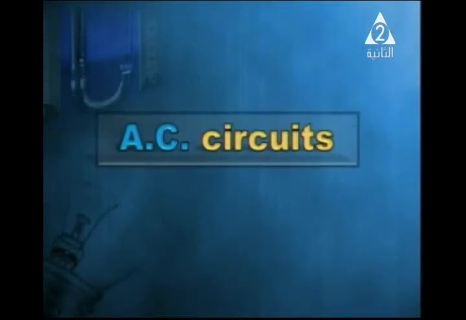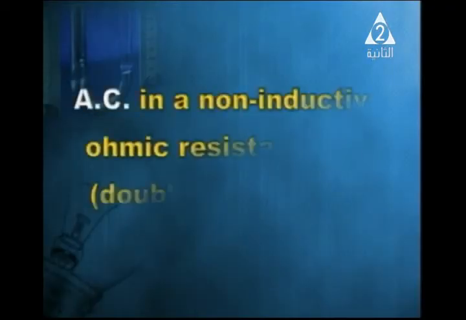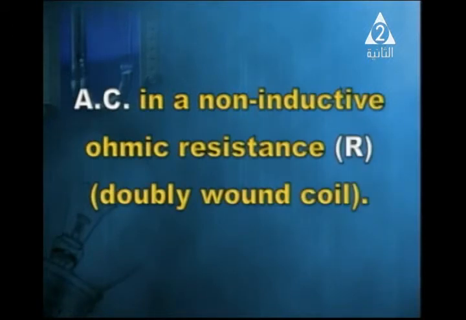And now, talking about AC circuits. The first circuit is shown in front of you. It is AC current in a non-inductive ohmic resistance. Non-inductive means we don't have any self-induction. This happens when the coil is doubly wound.